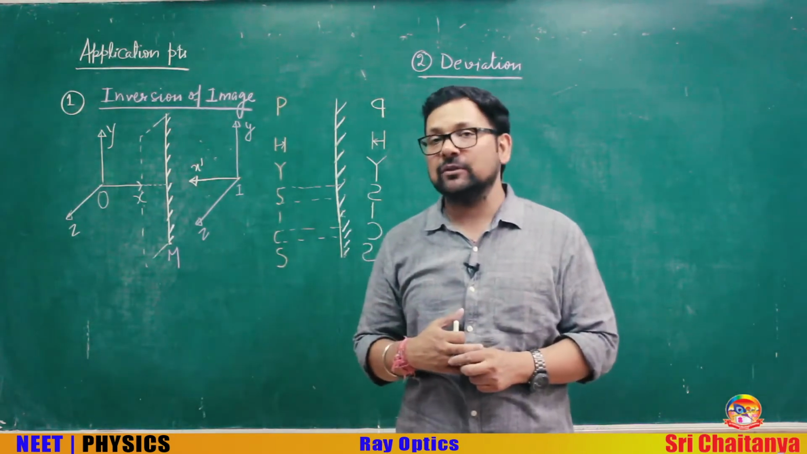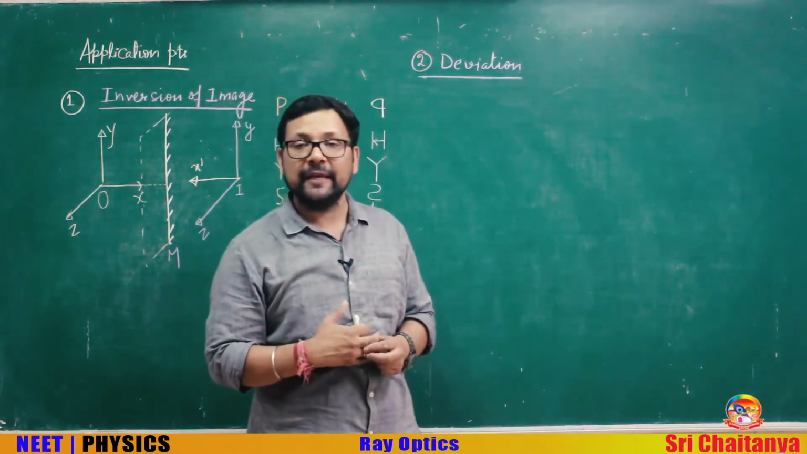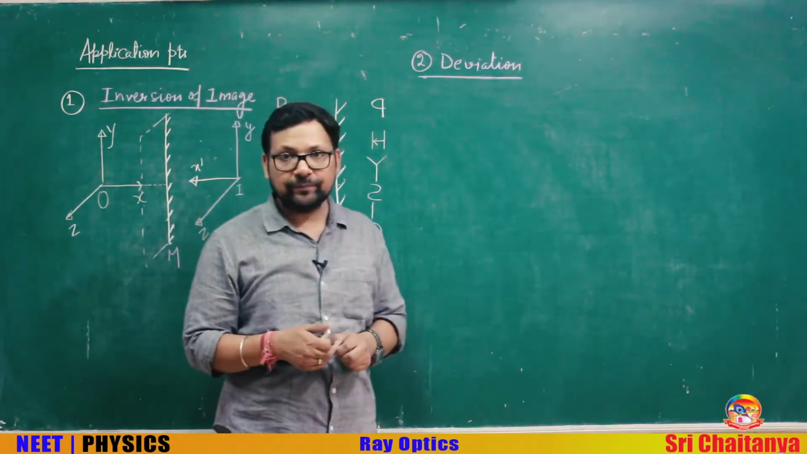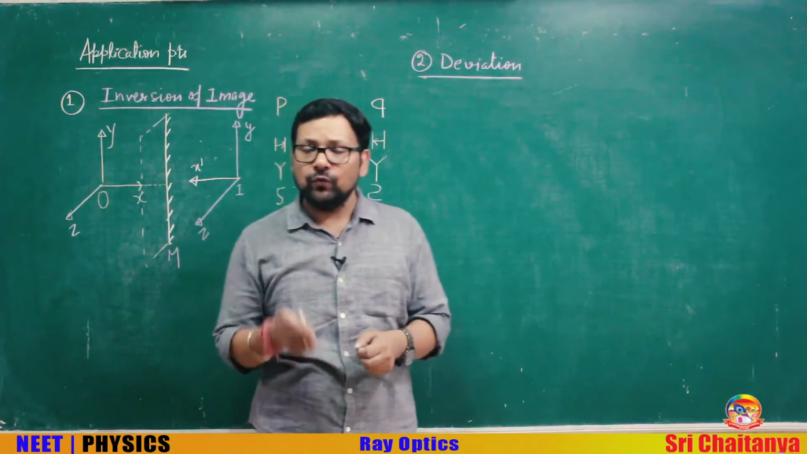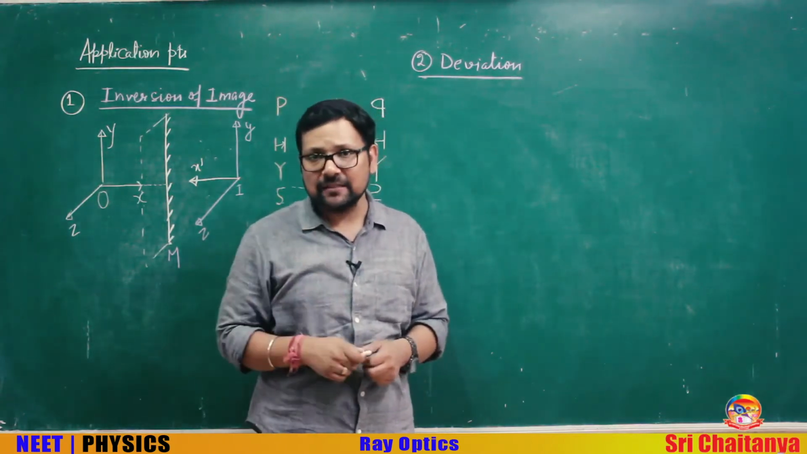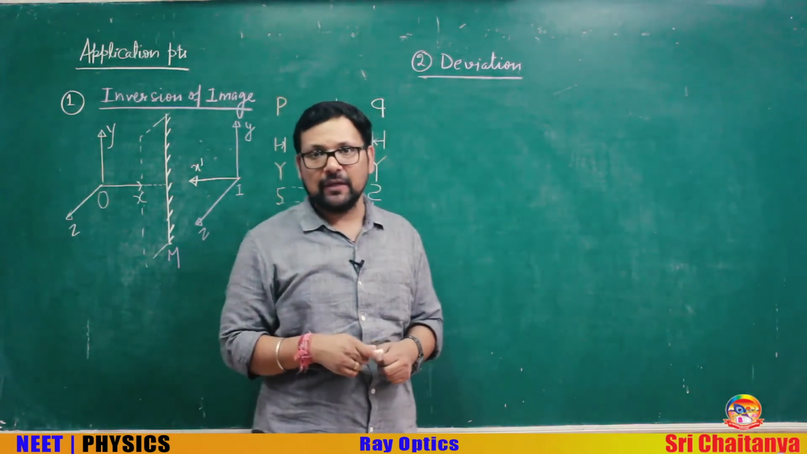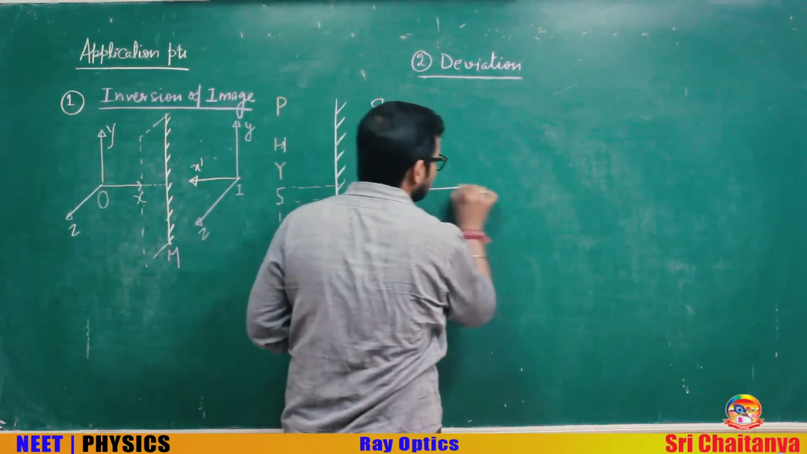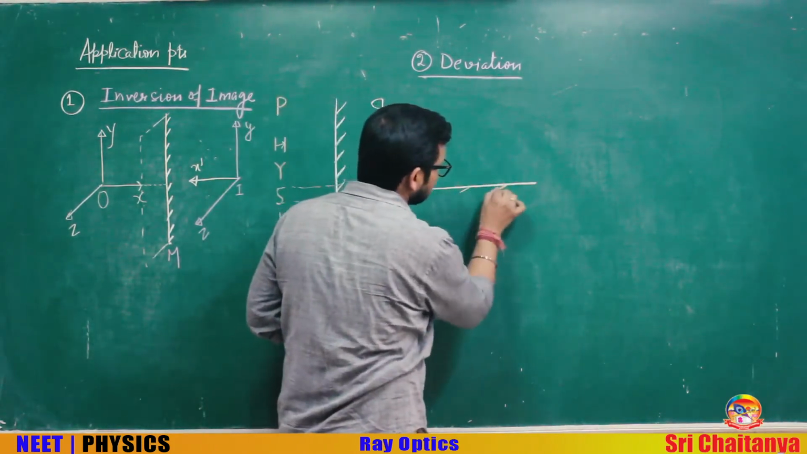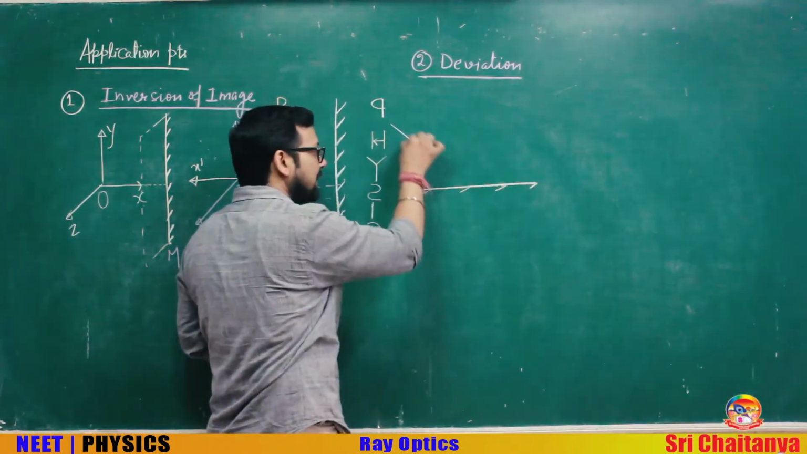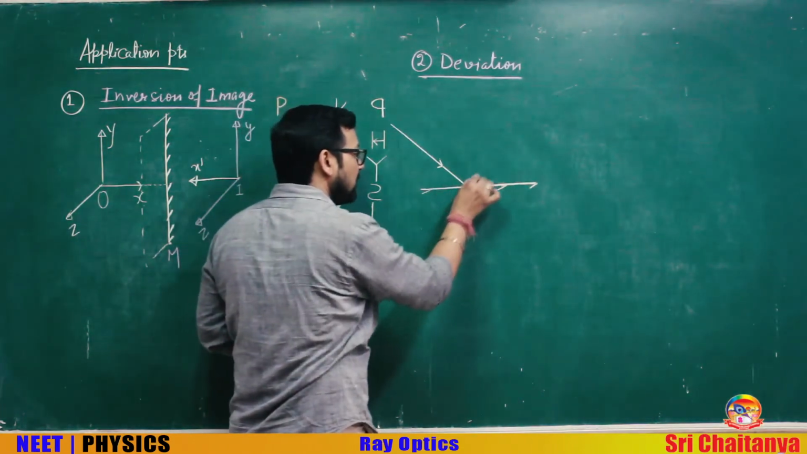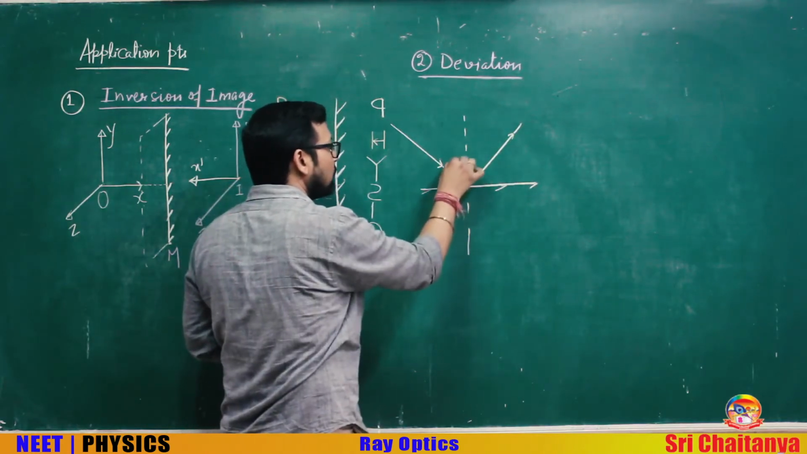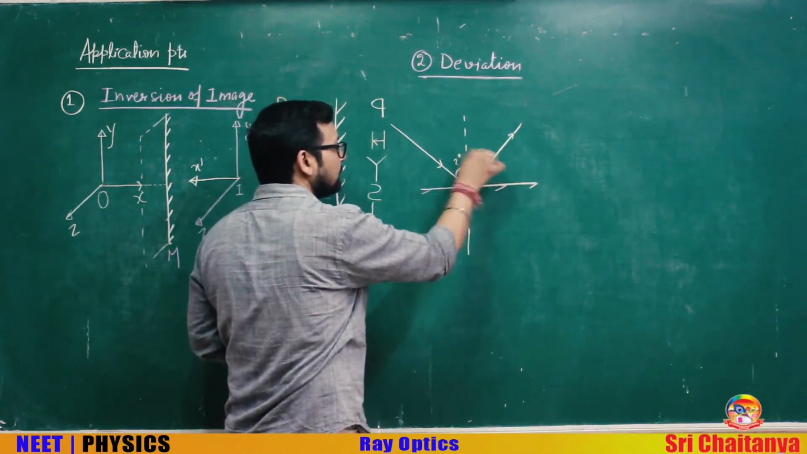Inversion takes place along the axis perpendicular to the plane of the mirror. The second is deviation. Let me tell you one thing: whenever there is an incidence, there is a deviation. What is that deviation? Suppose this is a surface, and light rays are incident on this and reflected like this, and we say that the angle of incidence i and the angle of reflection r are equal.